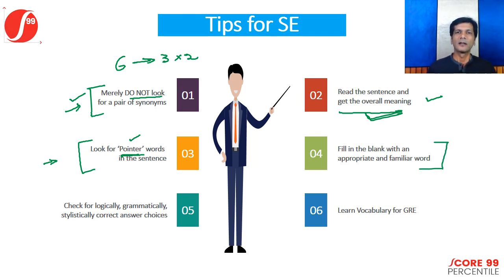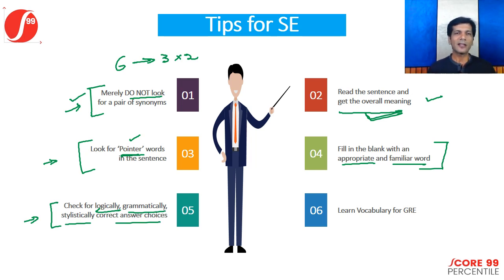Now, point number 4, fill in the blank with an appropriate and familiar word. So once you look for pointer words and once you get the overall meaning of your sentence, remember that you try to fill in the blank with something that you think can fit into the blank. Don't really worry and break your heads about what the right choice is as such, but you try to figure out what word, when put into the sentence, can give you a logical sense of the sentence. Then make sure that you look for logically, grammatically and stylistically correct answer options.